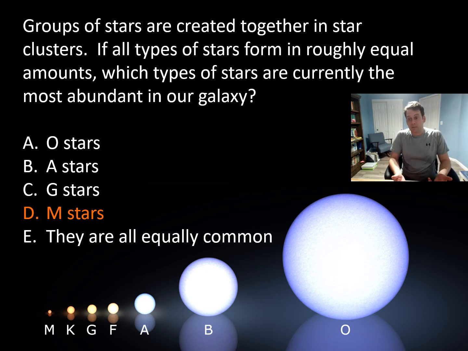Once you form an M-class star, which is pretty easy to form incidentally because it doesn't take much mass, right? M-class stars are already small, and it's easier to form a small thing than it is to form a big thing. But once you do form an M-class star, it sits around forever, 500 billion years. So it's hard to get rid of those.